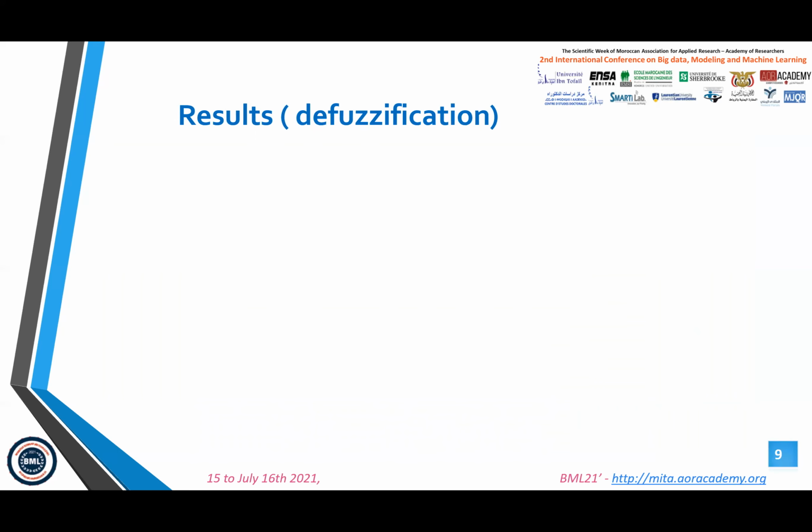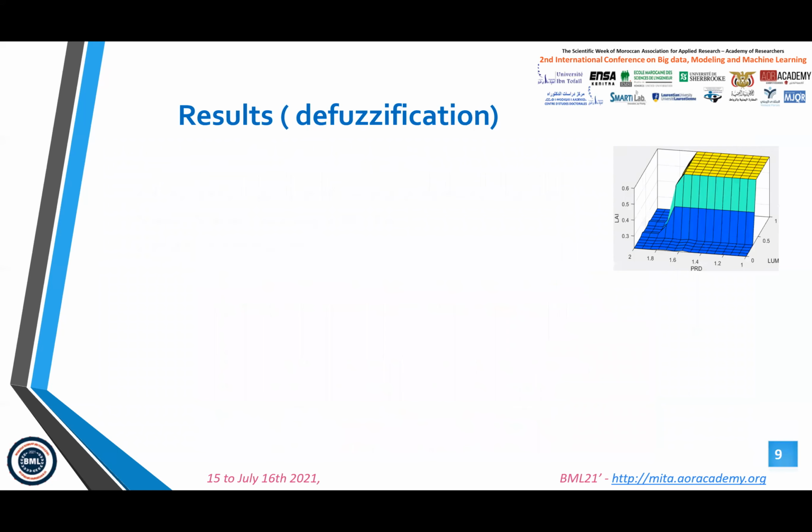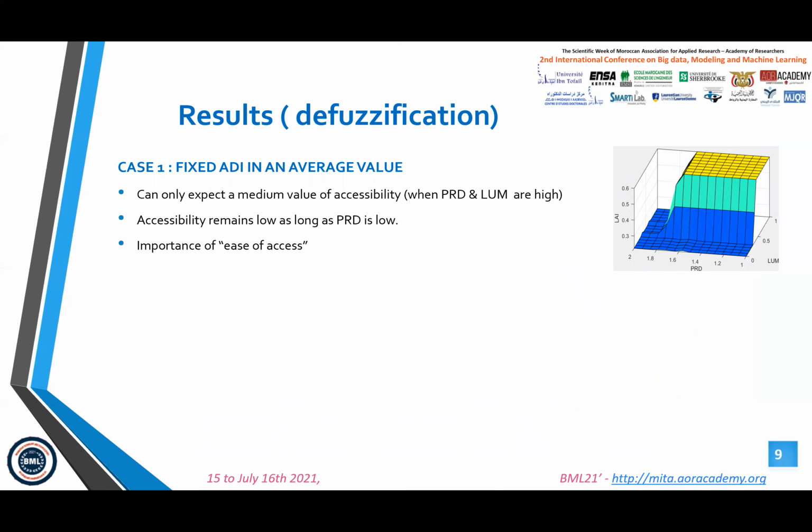Finally, we can evaluate the local accessibility through our fuzzy system. It is the defuzzification step. To study the relation between our input variables and the local accessibility, we will proceed to the analysis of the surface graphs for 3 cases. Case 1, ADI at an average value. In this case, we set the density to an average value and we see how our system reacts.